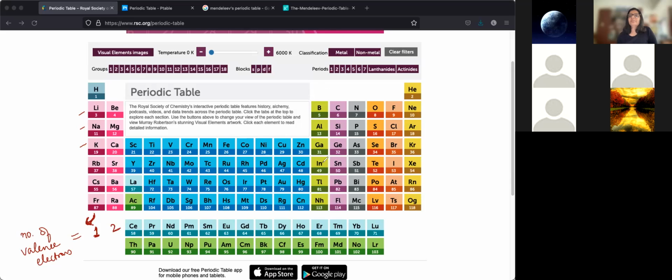Group 13 में how many valence electrons? 3. Group 14? 4. Group 15? Number of valence electrons, I'm not talking about valency. Oh, not valency. Then 5. Group 16? 6 and 7. And then 8 with the exception of helium. But yeah, let's call it octet or completely filled valence shell.